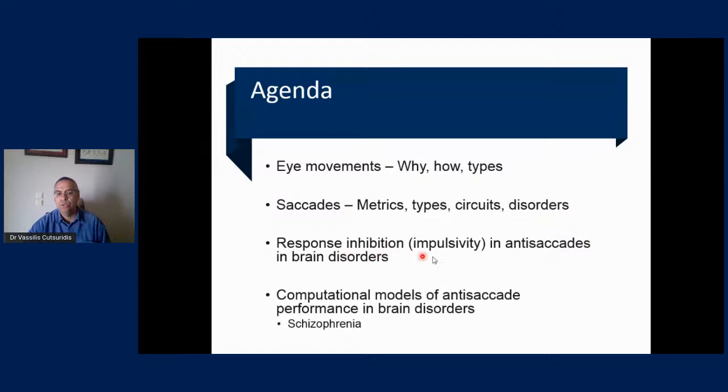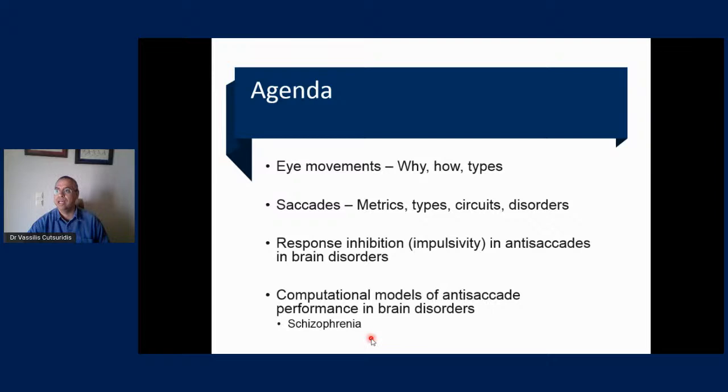Then I'll jump into response inhibition or impulse control and what breaks down in brain disorders, in particular in a saccadic eye movement task known as the anti-saccade. And I'm going into details about what this task is all about. And at the very end, since I'm a computational scientist, I'm going to present computational models of performance of human participants in the anti-saccade task in various brain disorders. But because of time limitations, I'm only going to talk about schizophrenia patients.